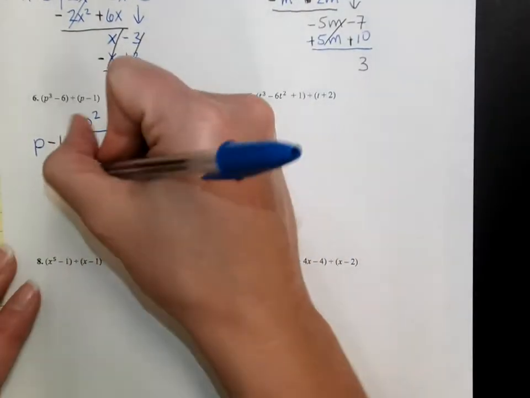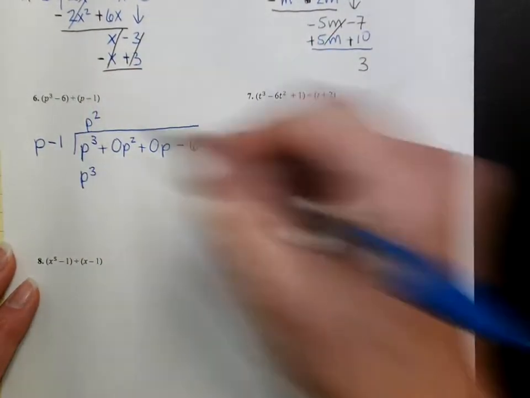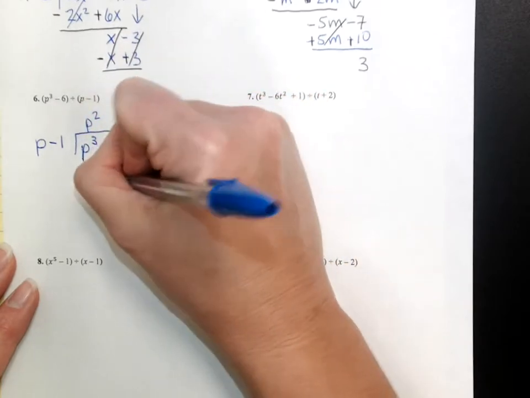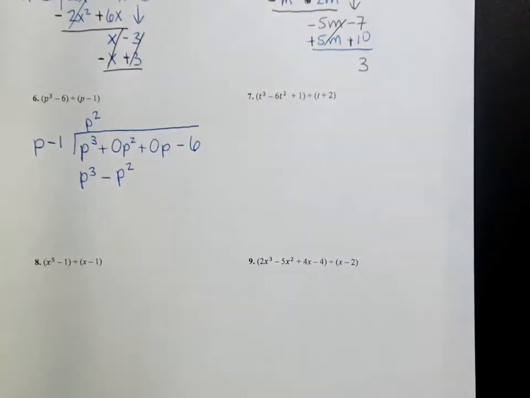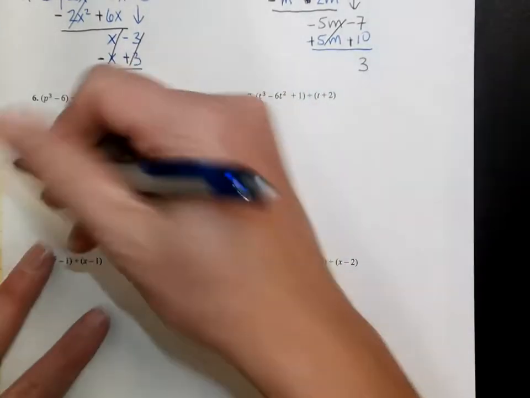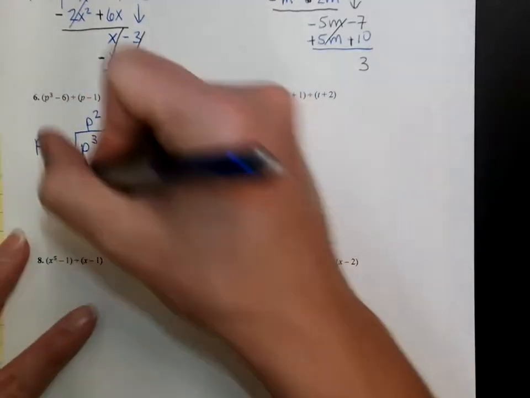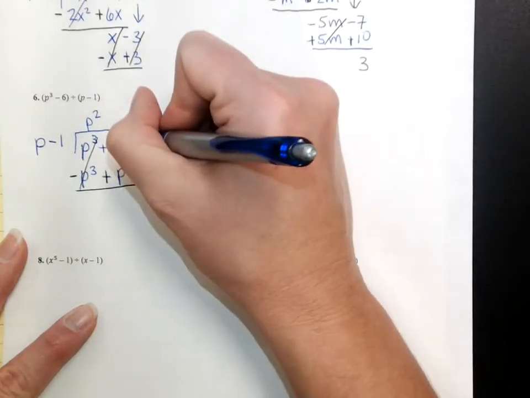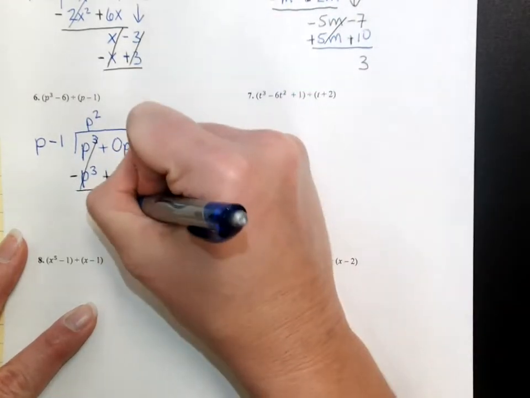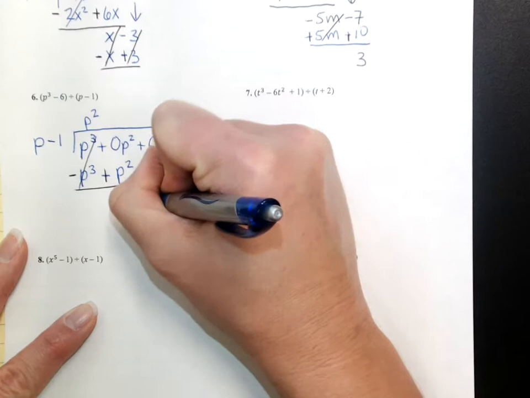P squared times p cubed. P squared times negative 1, negative p squared. Again, when you do this, you subtract it, which changes your signs. The p cubes cancel. 0p squared plus p squared is a p squared. I bring down my plus 0p.